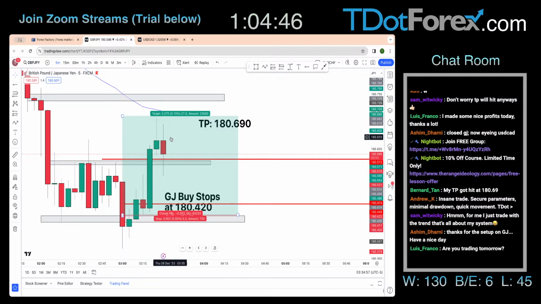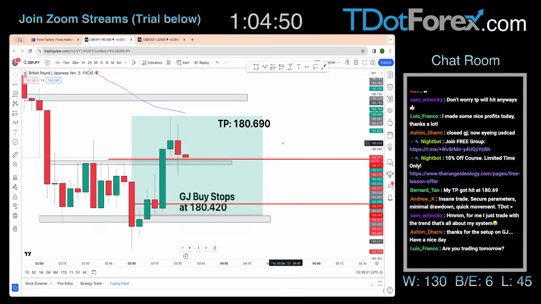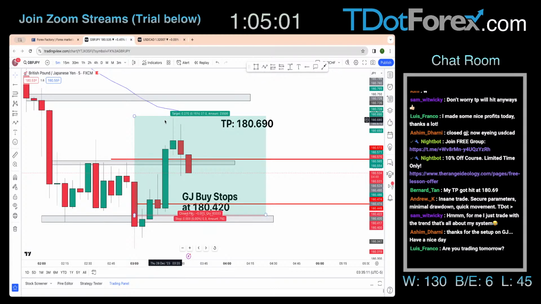Am I trading tomorrow? Yes, I trade every single day. We start on YouTube here, and then we carry the rest of the stream on Zoom, Mondays to Fridays. Was GJ the only setup you took? Yep, GJ is the only setup right now. I'm taking a look at maybe a potential reversal on USD CAD. We're going to carry that to the Zoom stream only, so we'll take a look at that in a few minutes. Just want to see what happens with GJ here.